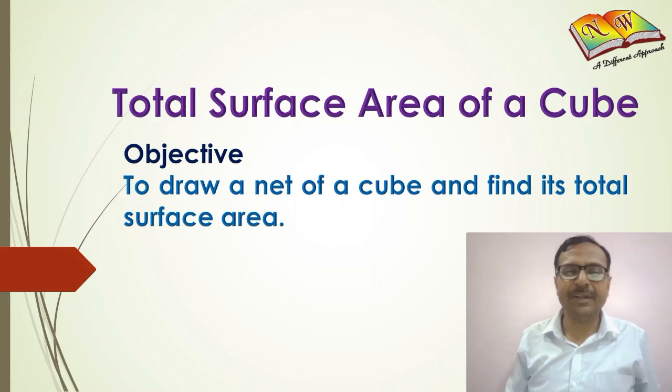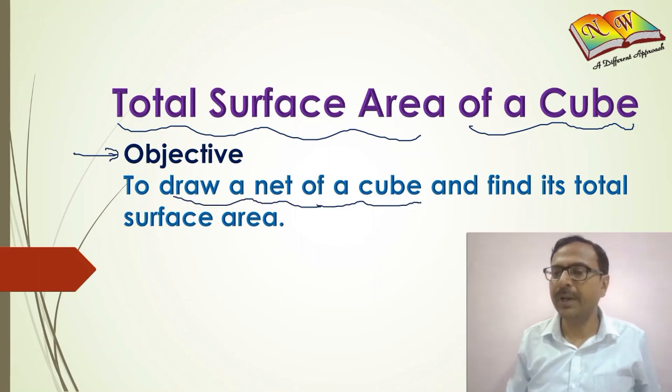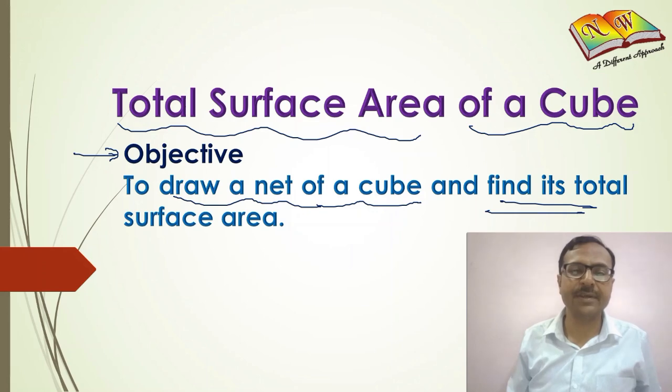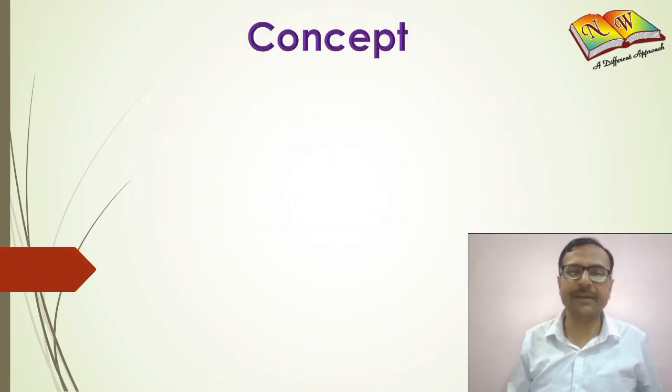This is the activity which relates to the total surface area of a cube. The objective of the activity is to draw a net for a cube and then to find its total surface area. Let's study the concept in hand first.